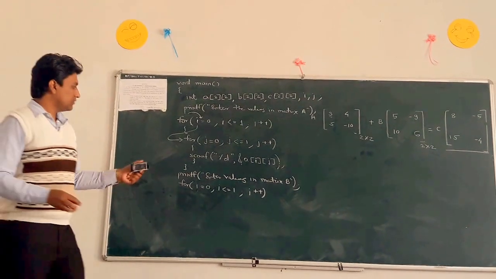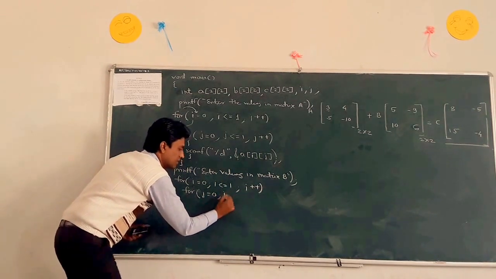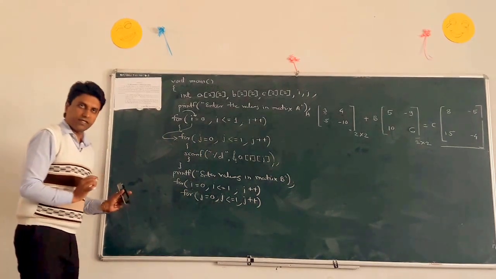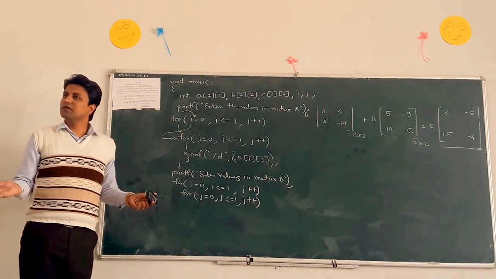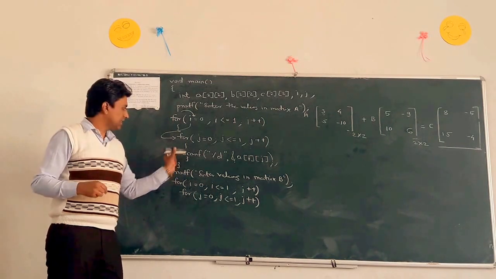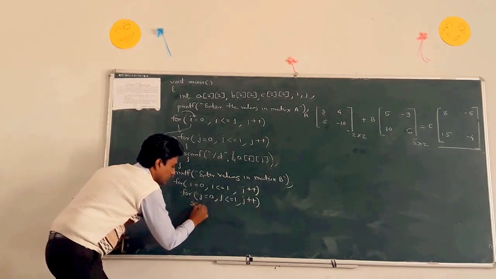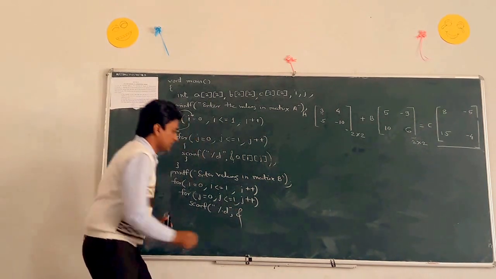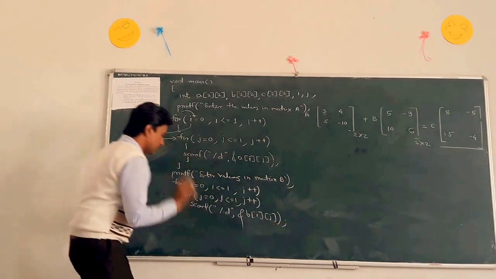Clear? In a similar way, for this loop we can just write for j equal to 0, j less than or equal to 1, j plus plus. Okay, clear? Because this for loop contains only one statement. The for loop is one statement, so no need to write curly brackets. After that, this for loop contains only one statement, that is scanf, so no need to write curly brackets. So scanf percentage d double quotes complete, ampersand of B of i comma j, parenthesis complete.